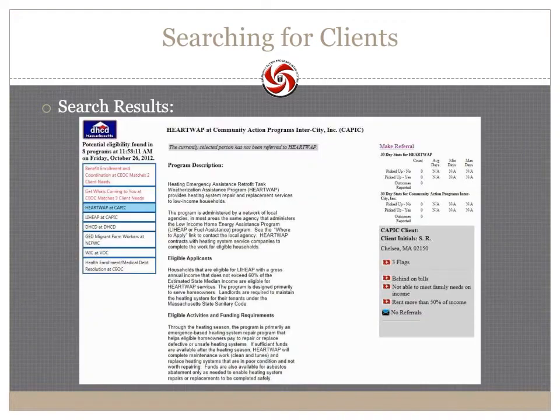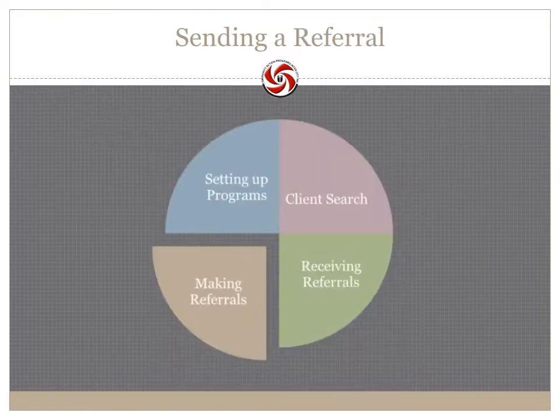Once you've performed a search, on the left of the screen you will see potential eligibility. It will tell you the number of programs that the client has met potential eligibility for based on the criteria entered. You can then click on one of the programs, as for example we have clicked on HeartWAP at CAPIC in this slide, and you can see information on the program. You can also see at the top in gray it says the person selected has not previously been referred to HeartWAP. Once you perform the search and you found a particular program that meets a particular client need, you can then move on to the next section of BECS, which is making the referral.